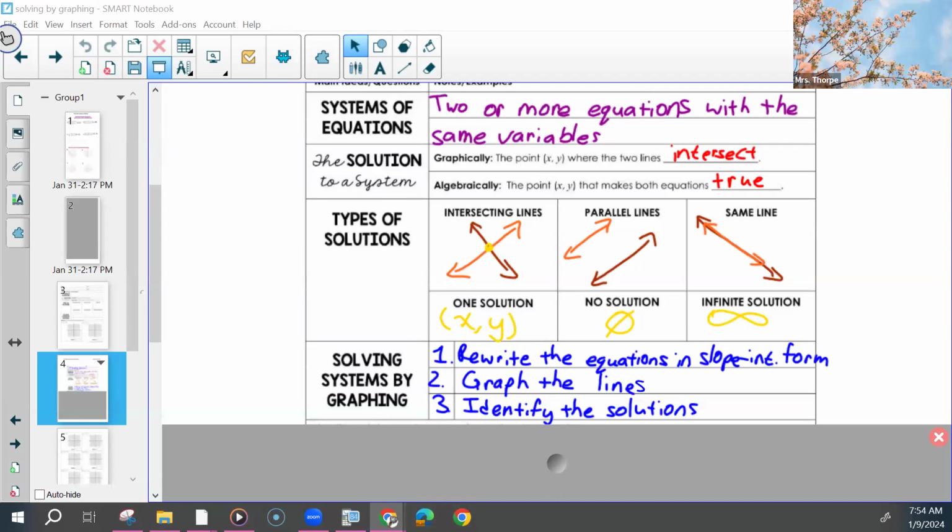And then how we solve systems by graphing: rewrite the equations in slope-intercept form if they're not already. Graph the lines. And after we graph, we should be able to identify the solutions, whether it's 1, none, or infinitely many. When you finish writing all of that, go ahead and put your pencil down so I know that you're ready.